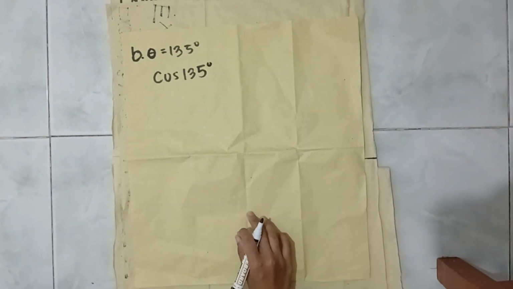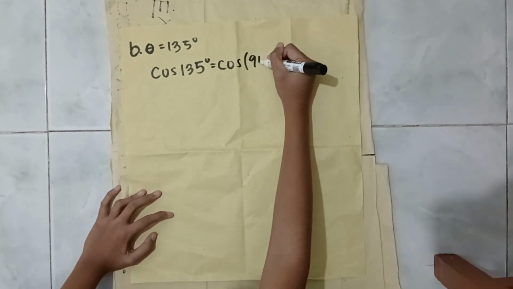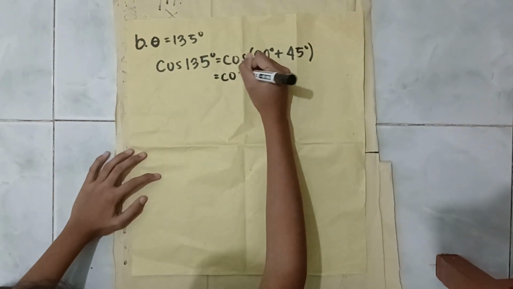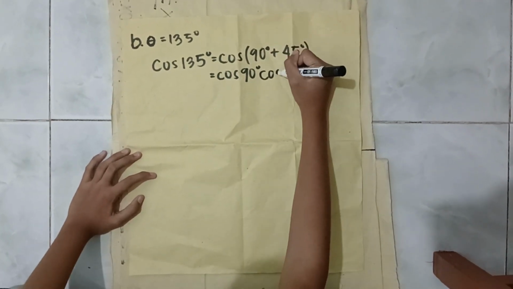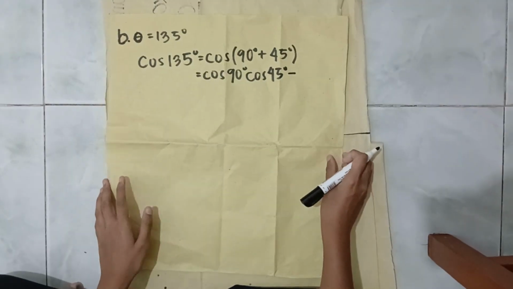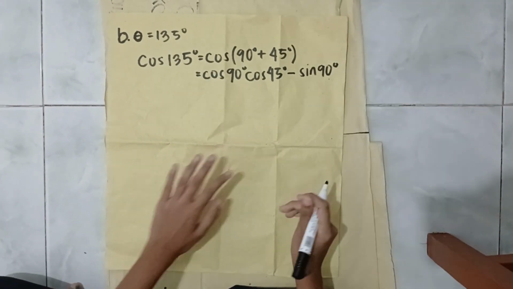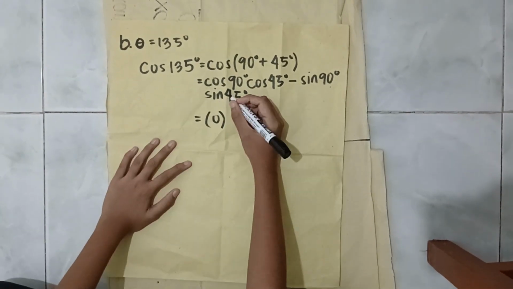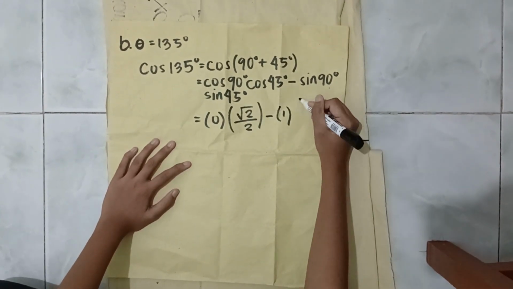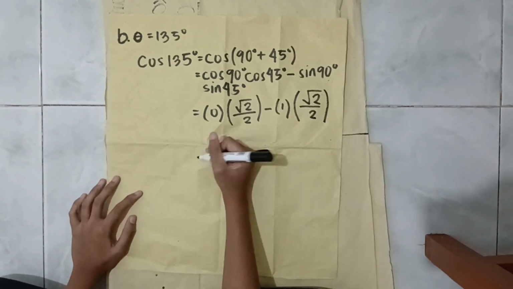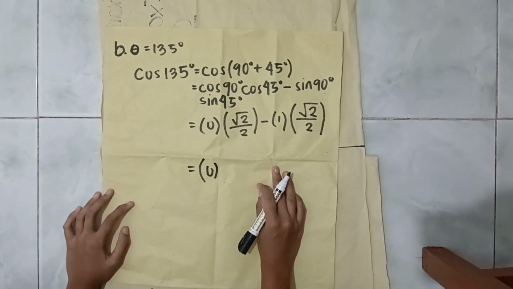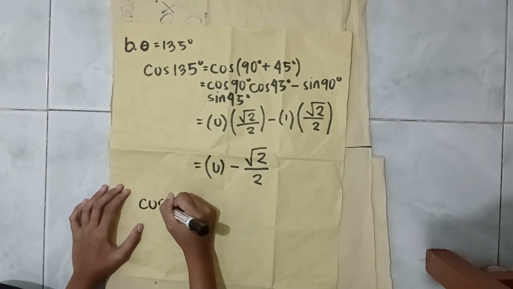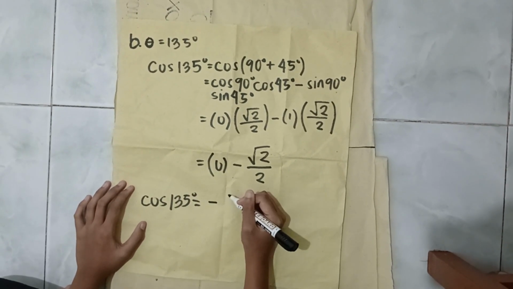Another one is to find the exact value of the angle using the cosine function. In here, we use the sum formula for the cosine function. And then, we substitute the exact values. To get the final answer, we simplify the equation. Therefore, we can conclude that cosine of 135 degrees is equal to negative square root of 2 over 2.